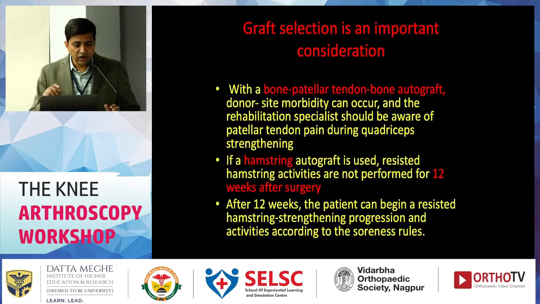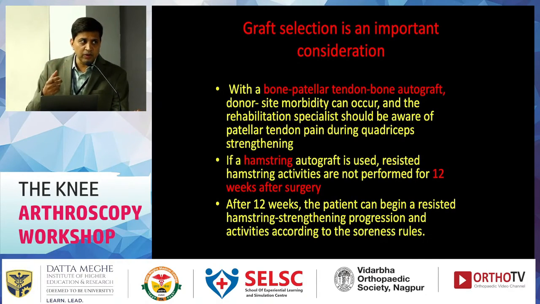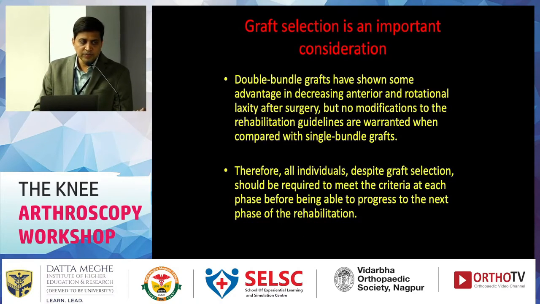And lastly, I would like to mention a few associated things, like what kind of graft was used, which changes your rehabilitation program. If you use the PTB graft, we all know there will be quadriceps weakness initially, and pain will be there. If you use the hamstring, we don't do any resistive exercises for the initial 8 to 12 weeks for hamstring activity. So accordingly, you need to change your plan.